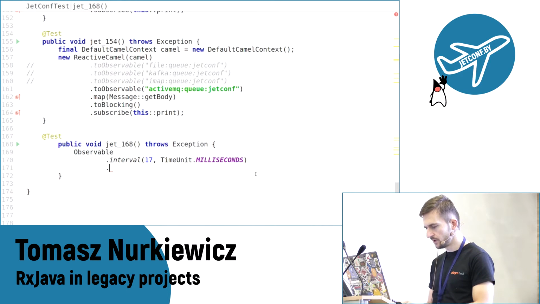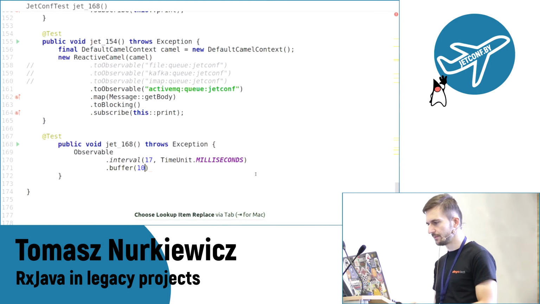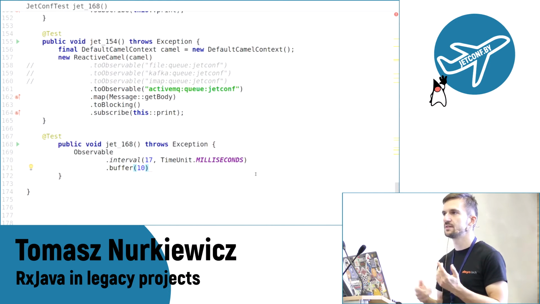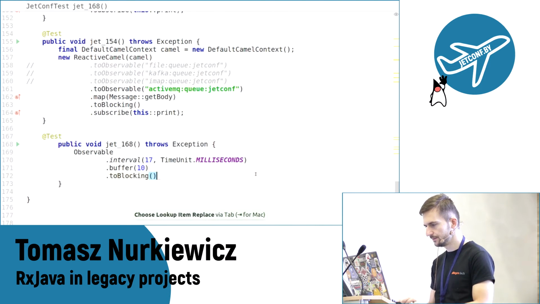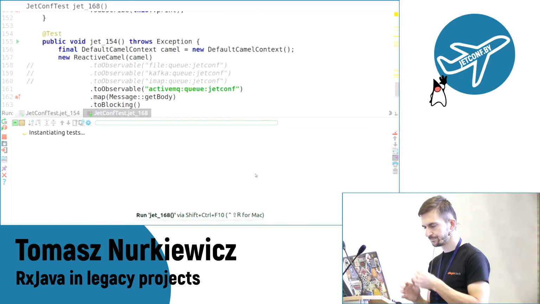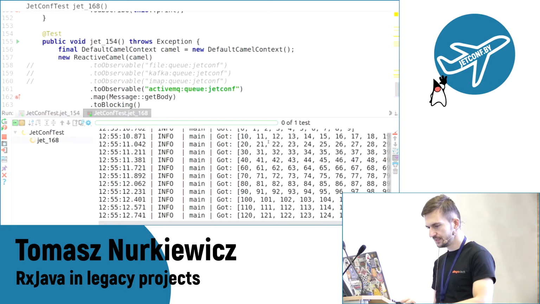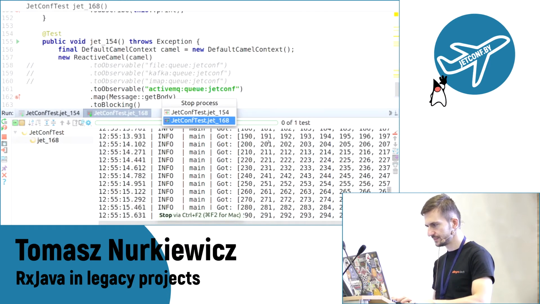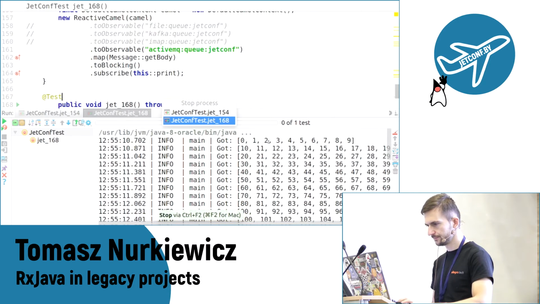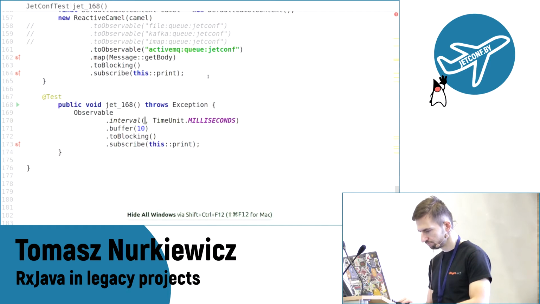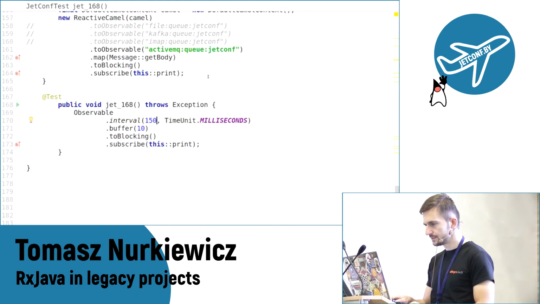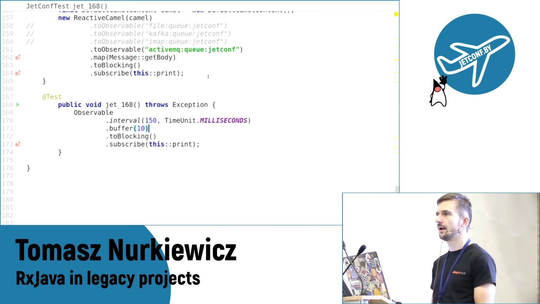One way of batching the events is by the size. So rather than consuming the events one after another, I would like to batch them in lists of 10. What happens here is best explained by running the code, so let's do it straight away. You see that rather than consuming the events, I think it's a little bit too fast, so let's stop it and make it slower. Rather than 17 milliseconds, let's have, I don't know, 150. So I'm now producing events every 150 milliseconds.